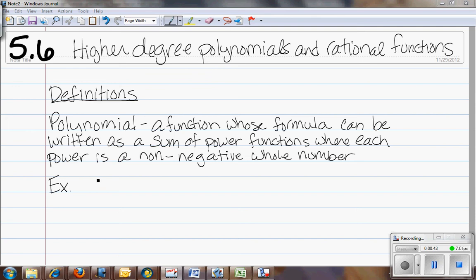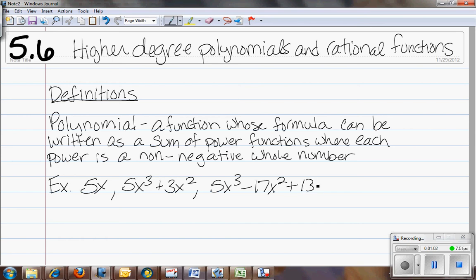So I have a few examples. A polynomial may look like a single term, 5x, or maybe you would have 5x cubed plus 3x squared. This would be a binomial. First one would be a monomial. Or maybe you'd have 5x cubed minus 17x squared plus 13x plus 11. This is also a polynomial. We see we have the sums or differences of power functions.